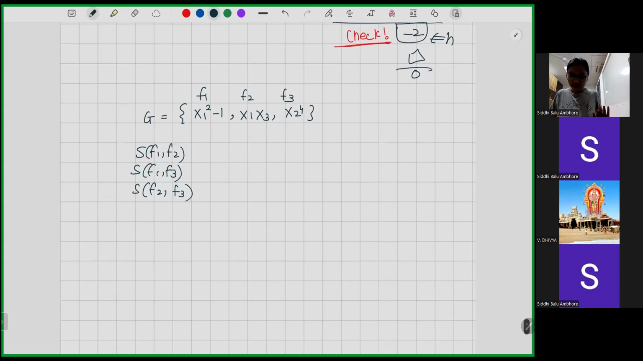Or any other pairs. Note that S(F2, F1) is minus of S(F1, F2). This is minus of S(F3, F1). This is minus of S(F3, F2). Okay, just the minus sign changes. But is this okay? These three pairs are there, or is any other pair there?